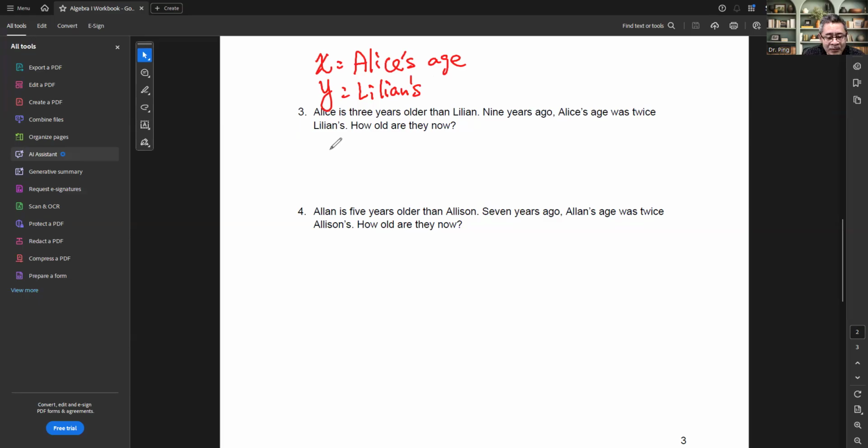Okay, let's see. Alice is 3 years older, so x is y plus 3. And 9 years ago, that means x minus 9, that's Alice's age 9 years ago. That is twice Lillian's. Well, Lillian back then will be y minus 9, because they all go back 9 years ago. So we got a second equation.